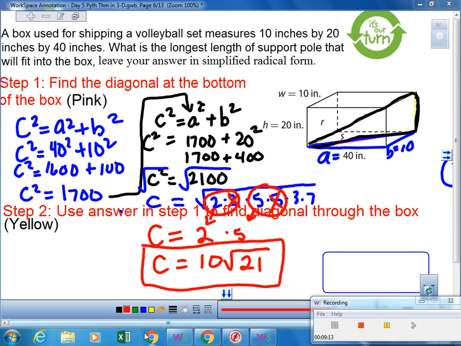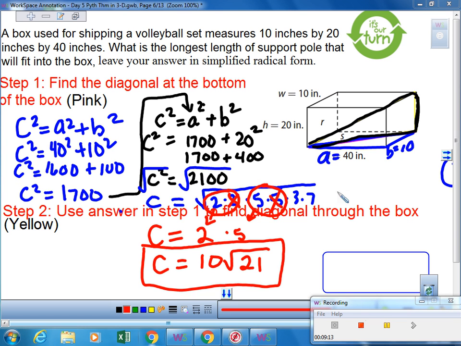So if I really want to know what that is, what is the square root of 21? It comes in between what and what? 16 and 25. So square root of 21 is about 4 point something. 4 point something times 10 is 40 point something. So my pole for this volleyball set can be 40 point something inches.